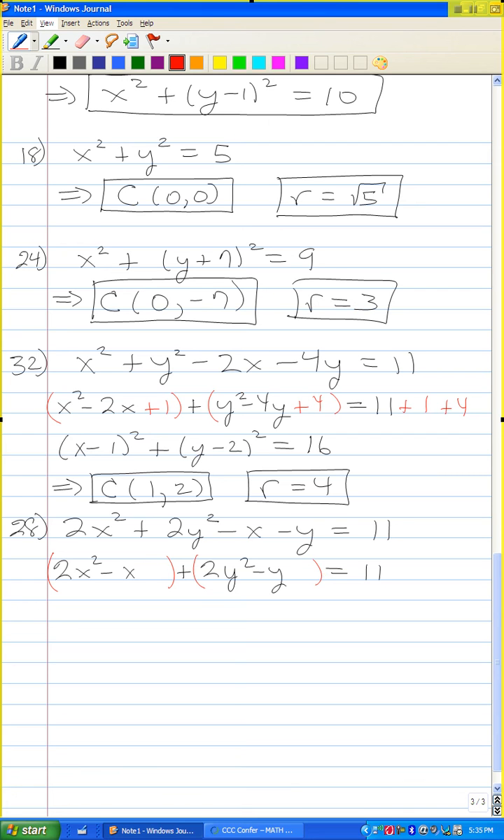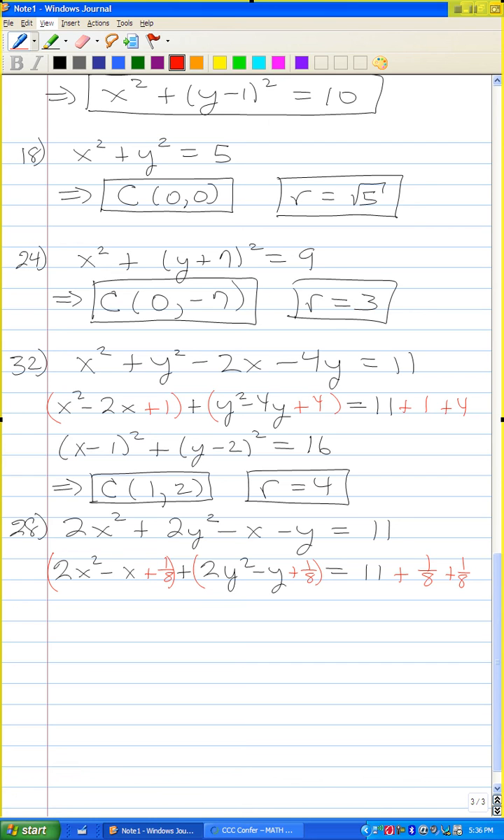Negative 1 divided by 2 times 2, which is 4, is negative 1/4. Squared is 1/16 times 2 is 1/8. So let's add 1/8 to both sides of my equation.